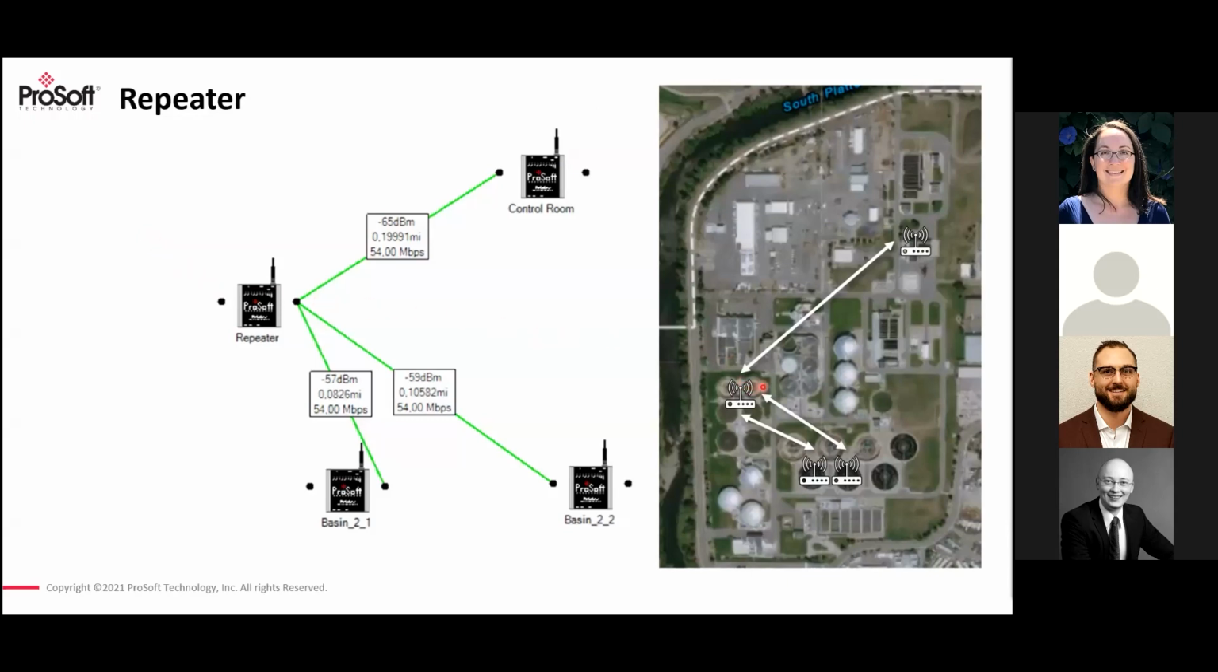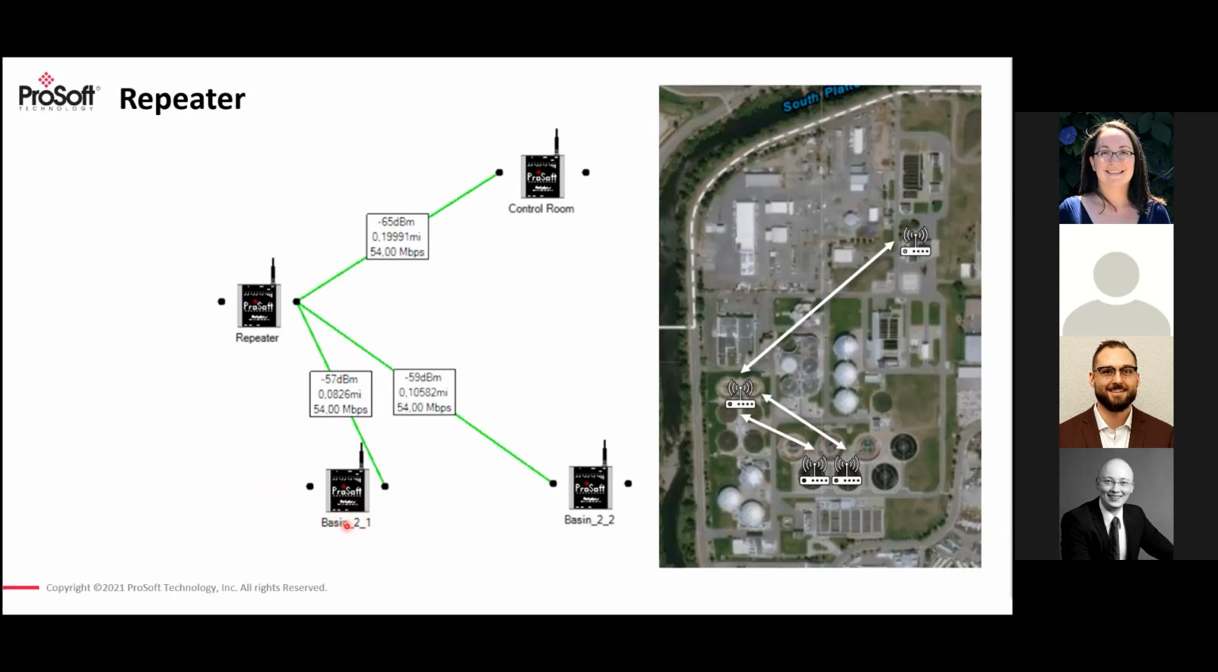On the right side, you see it overlaid on the map. So we have our two client devices down here. We have one repeater in the middle, and then a free path down to the control room. The setup in the ProSoft Wireless Designer software then looks like this.